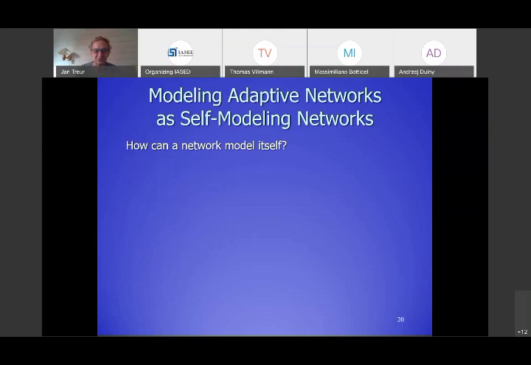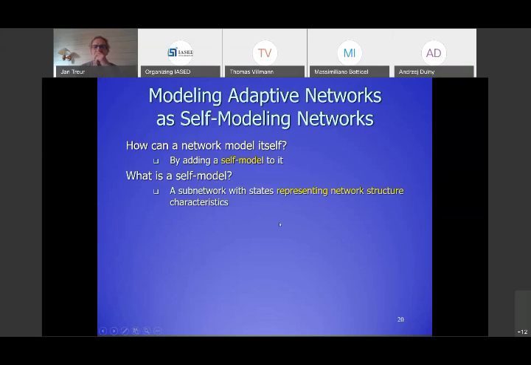So you still need to do the modeling, but the network will help you. You can just add a self-model to your, say, base network. You start with a base network, you add a self-model to it. And what's that? That is a subnetwork where there are additional states that represent network structure characteristics. Let me explain it in a bit more detail.